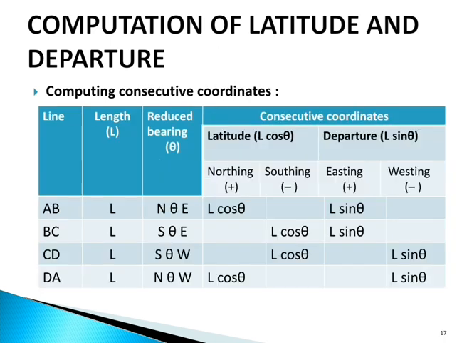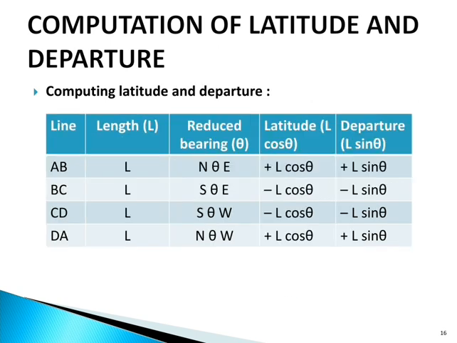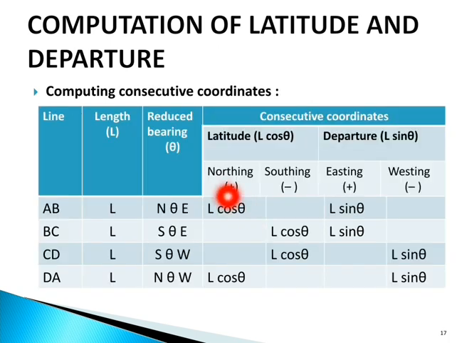Next is computing consecutive coordinates. Okay, so there will be two new terms here: in latitude, northing and southing, and in departure, easting and westing. Same scenario is here, only we have put the sign here. Okay, and the remaining portion is written here. So there are nominal changes. Okay, so this one is also important.